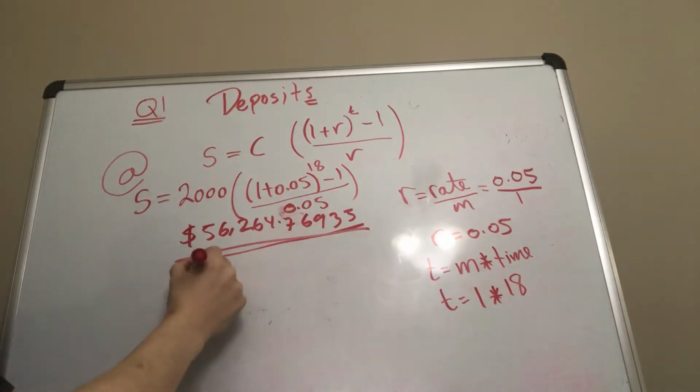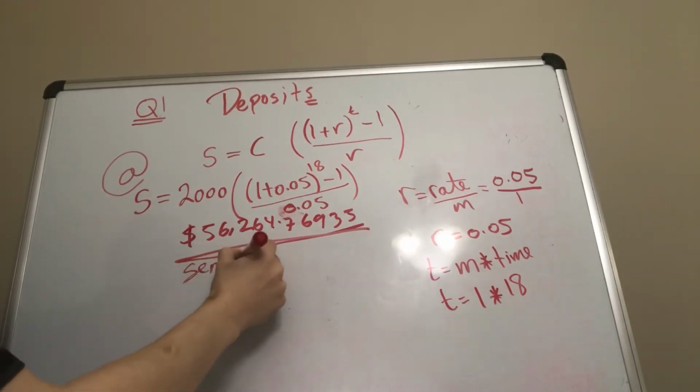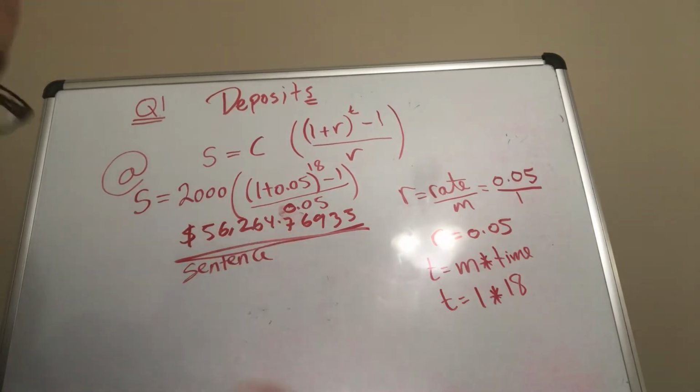And put the answer in a sentence. So something like, she's going to have $56,264 when she turns 18. That's A.